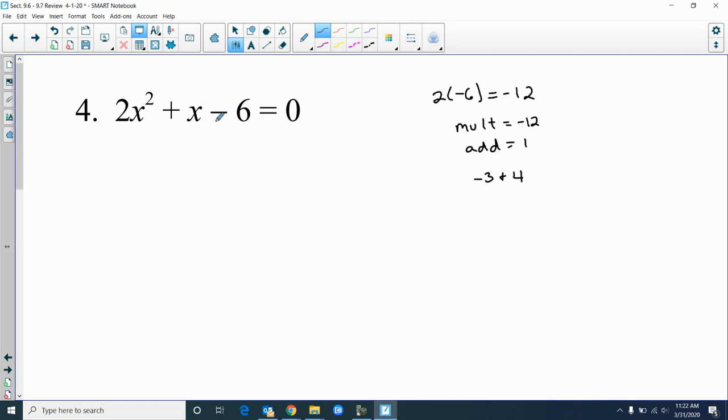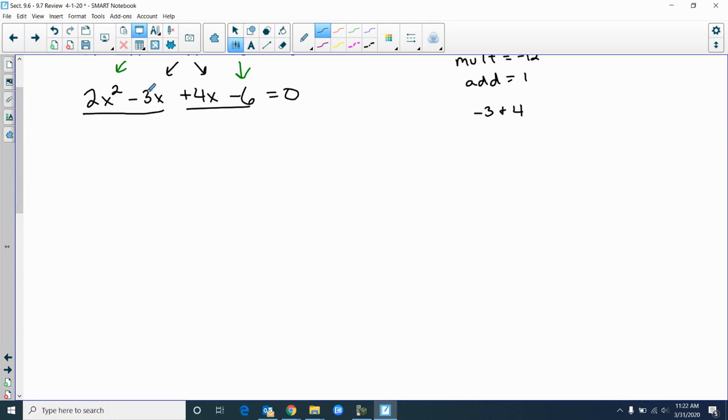Those are not your answers. You must rewrite this. You keep the first term and the last term the same, and we split up our x into minus 3x plus 4x minus 6 equals 0. Okay, don't forget the 2x squared and the minus 6 have to stay. Now we group, and we take out a GCF. Well, the only thing in common of the first two terms is an x. The only thing in common of the second two terms is just a 2.